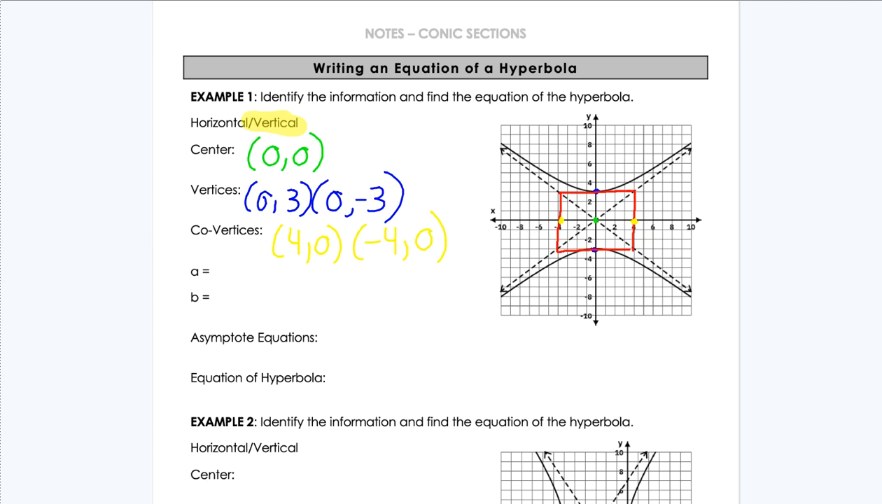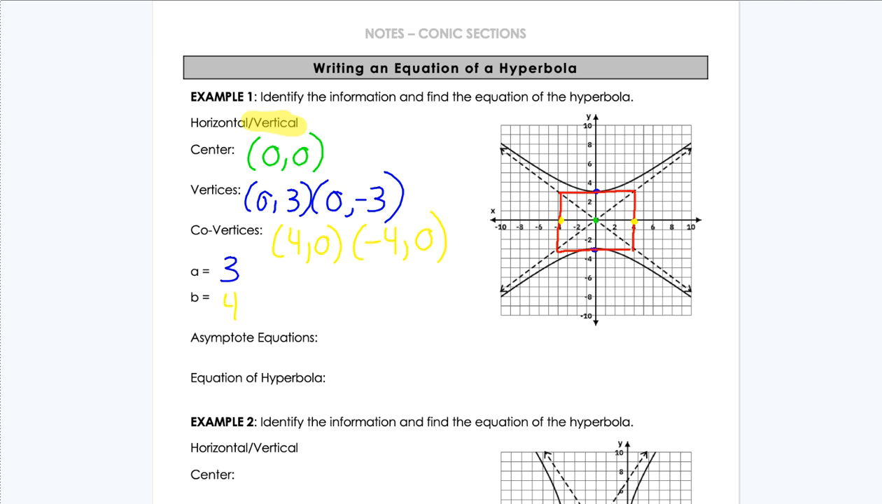All right, so based on that, I can now fill in the rest of this. Remember, A is the distance from that center up to a vertex. So that distance in this case is 3. And the B value is the distance from the center to a co-vertex. So I can see that that is 4.